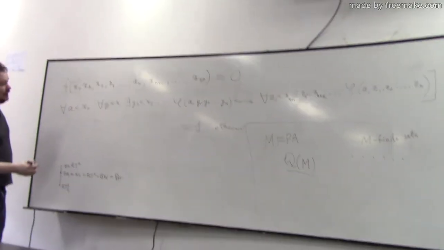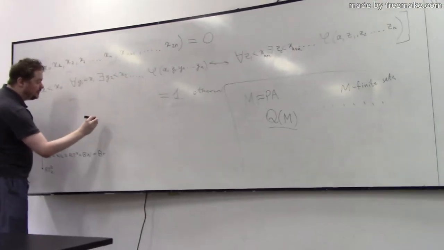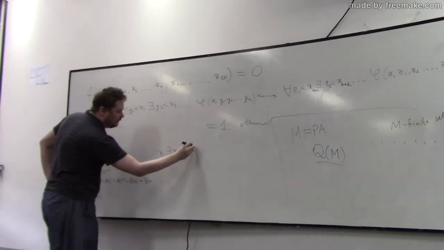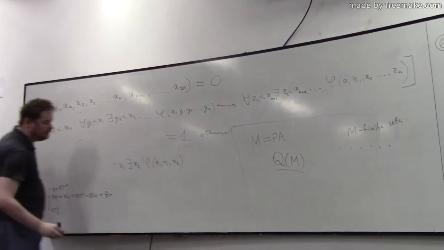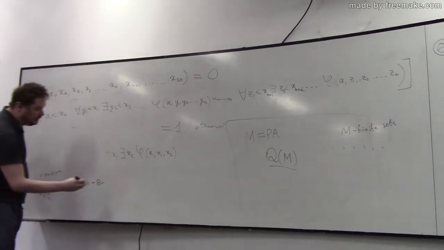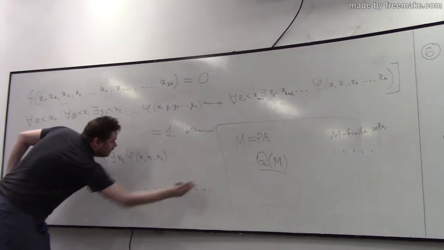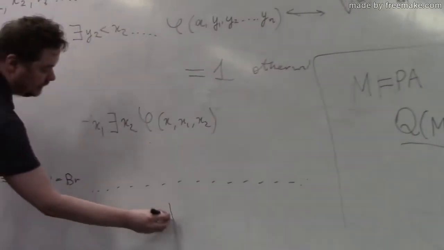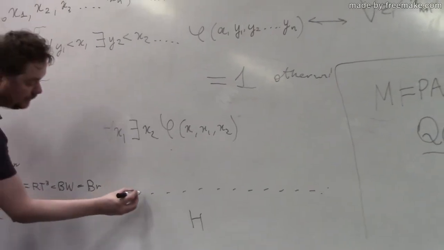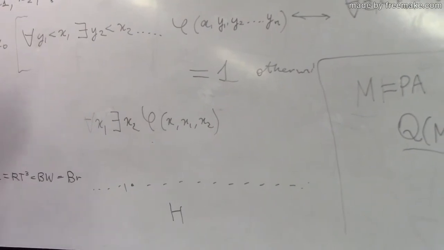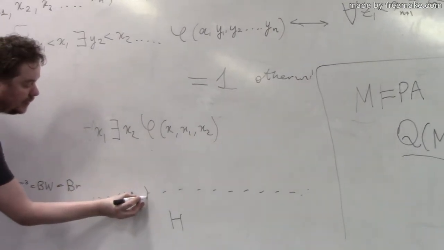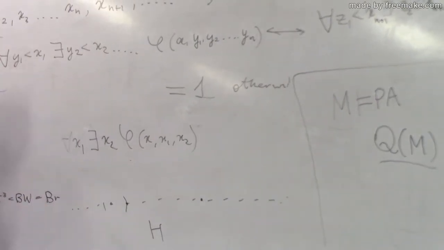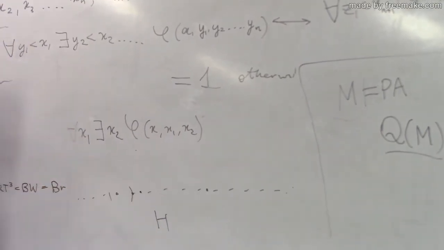So we can prove it by induction on the complexity of the formula. Let's pretend the formula is: for all x1, there is x2, phi of x, x1, x2. So by Ramsey theory, we get this infinite set H such that if you have the parameter x before this indiscernible, and for all y1 before the next indiscernible there exists an example somewhere, then there would exist an example of such indiscernible before the next indiscernible here.